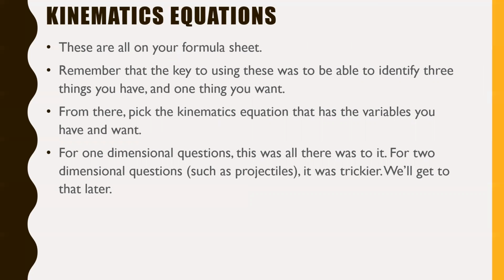These are all on your formula sheet, of course. Even the one for uniform motion, like v equals d over t, even that one's on your formula sheet. Remember that the key to using these was to be able to identify 3 things you have and 1 thing that you want. If you have enough things to throw into the equation, with the exception, of course, of the thing you're looking for, you have enough to solve that equation. Really, it just comes down to 2 things. Make a data bank. That's your number 1 goal.